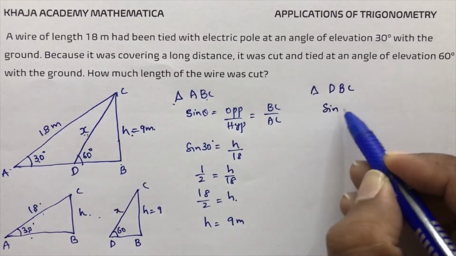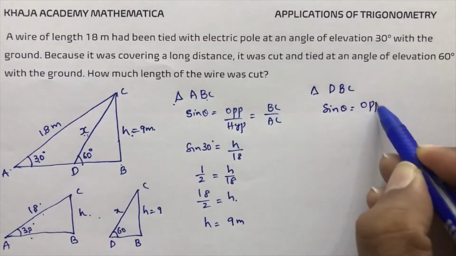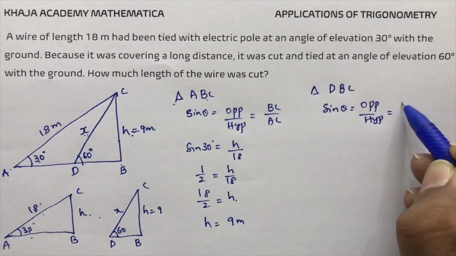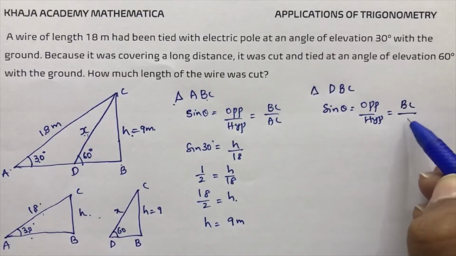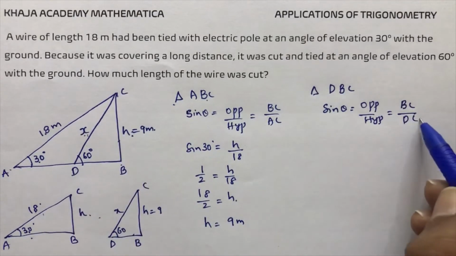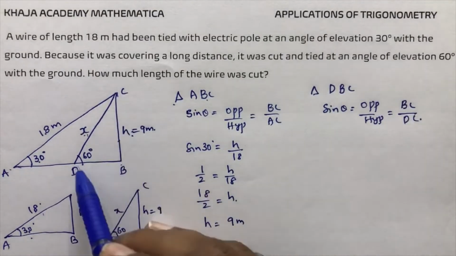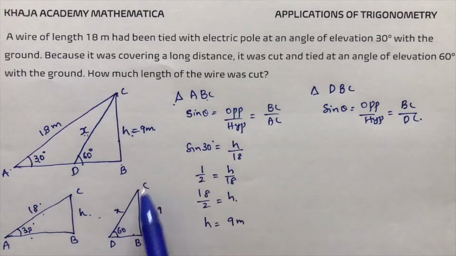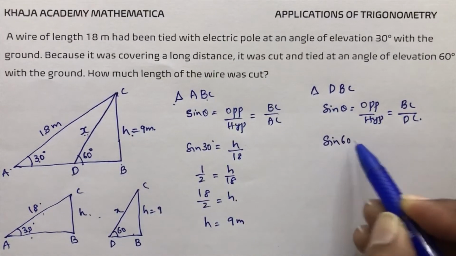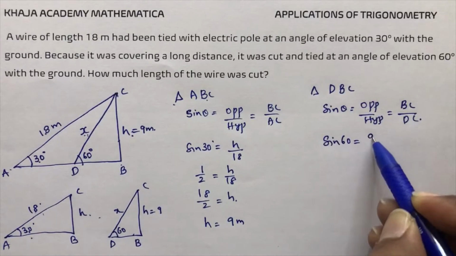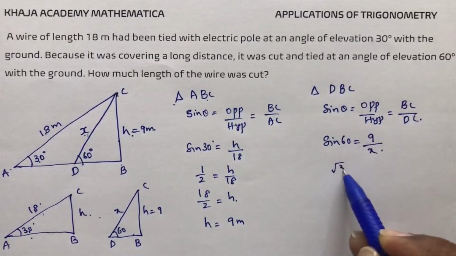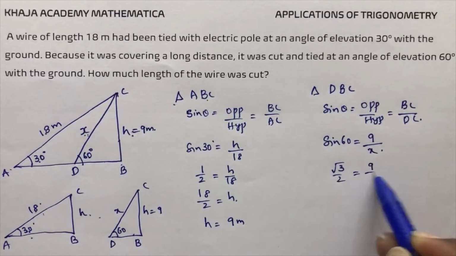Again sine theta. Sine theta is opposite by hypotenuse. Opposite is BC. Hypotenuse for this triangle is DC. For this triangle, no need to draw separate diagrams. If you see here, to avoid confusion, to understand, you can draw. Otherwise directly you can do it. Sine 60 equals opposite is 9. Hypotenuse is X.